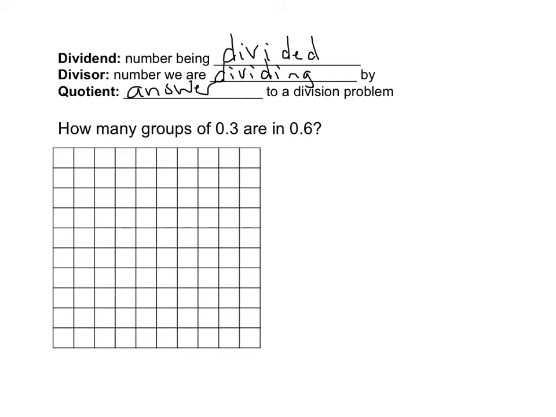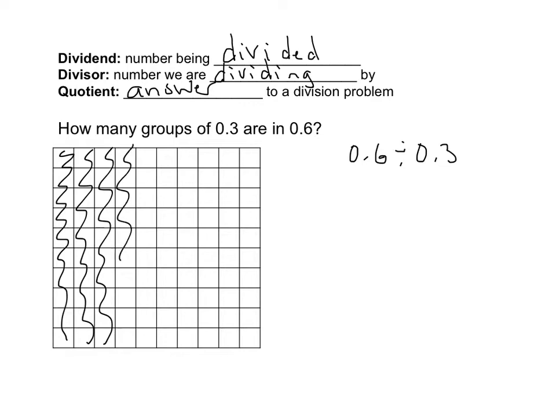Let's look at an example of what we were actually talking about. So taking a number and dividing it by a decimal. So how many groups of 3/10 are in 6/10? Essentially, we're taking 6/10 and dividing it into groups of 3/10. If we use our example like we did before, first thing I'm going to do is color my example of 6/10.